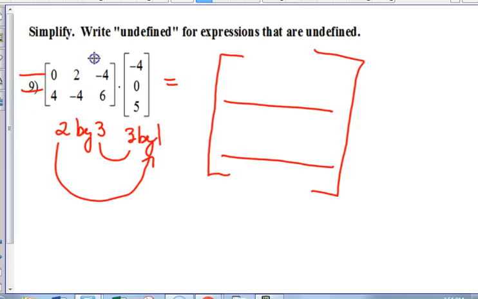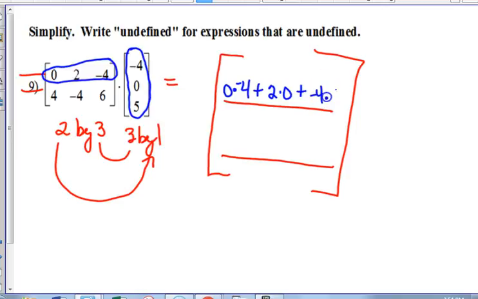Okay, this first row is going to be multiplied by this column. So can you tell me actually what I'm doing there? Yeah, I'm going to add each element as I multiply. So it's 0 times -4 plus 2 times 0 plus -4 times +5, which just comes out to be a lovely -20.